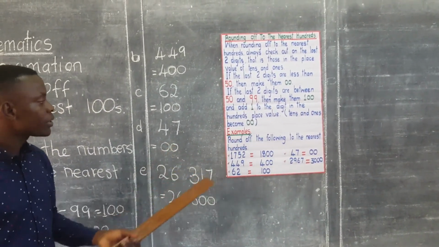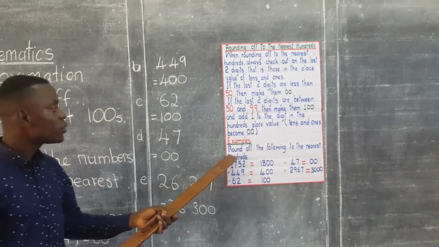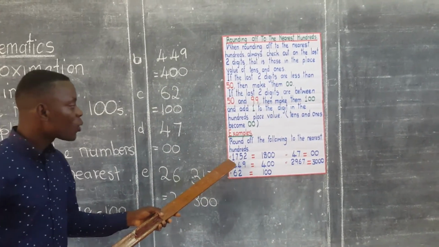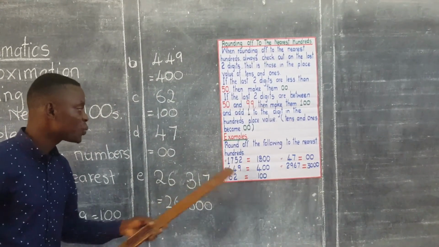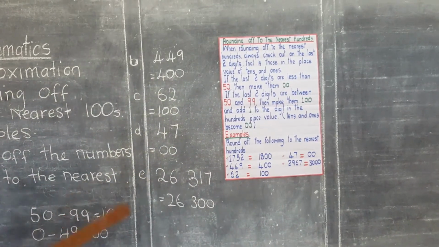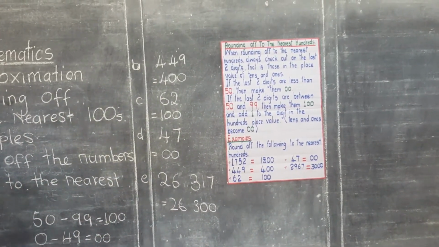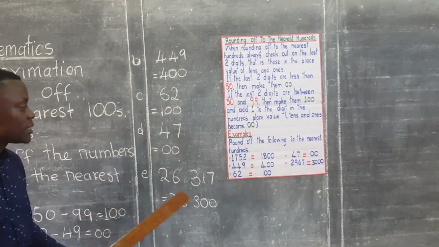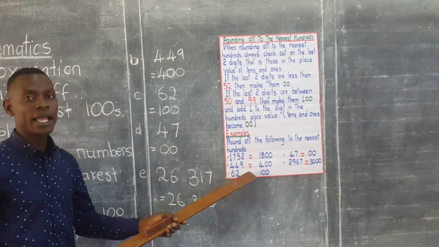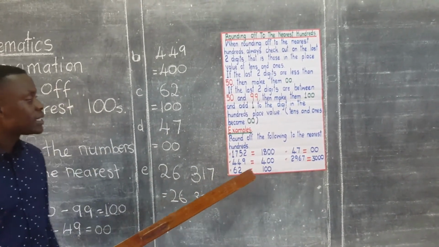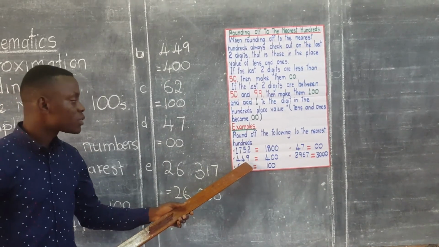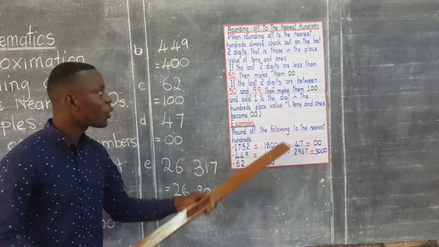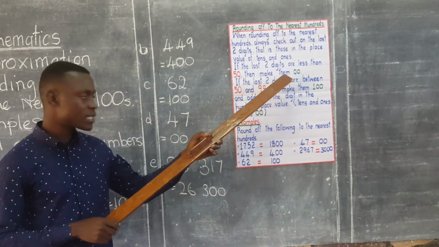So we have a summary of these examples here. Round off the following to the nearest hundreds. We have the first example, 1752. And that number, we said, when rounding off, gives us 1700. Then we also went on to look at another example, which is 449. To round off that one, we said, because 49 is less than 50, hence it will just be 0, 0, because that's what the principle is saying.